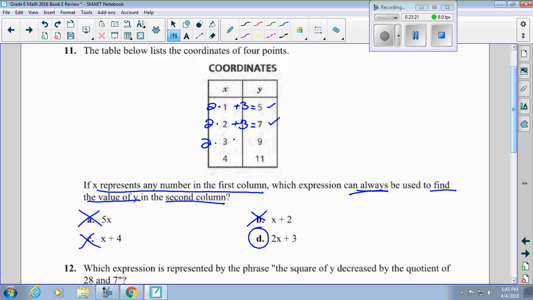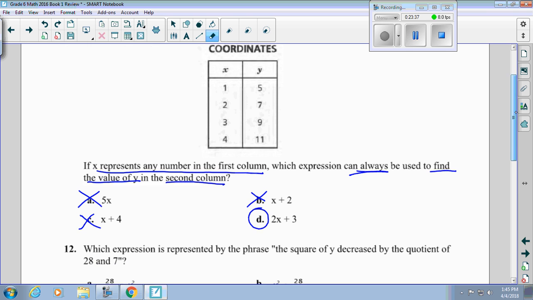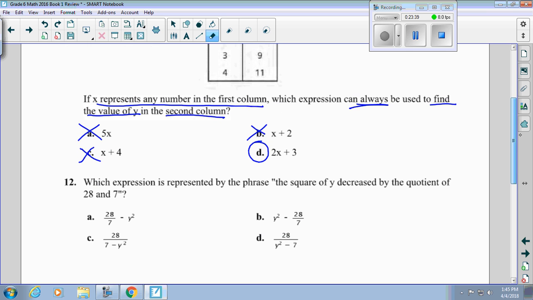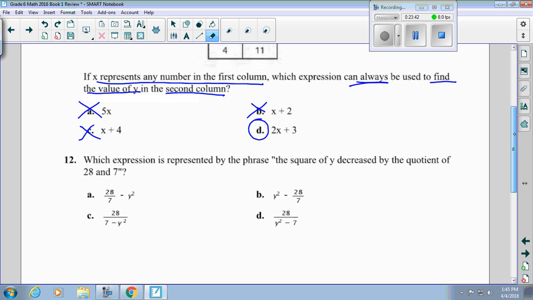2 times 3 is 6. 6 plus 3 equals 9. Yep. 2 times 4 equals 8 plus 3 equals 11. Yes, it does. So when you actually do some work on that one, you will notice that D is the only one that works all of the time. All right? So again, you're looking for a rule that has to apply to all of them.